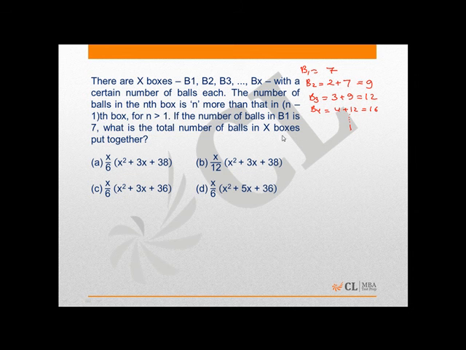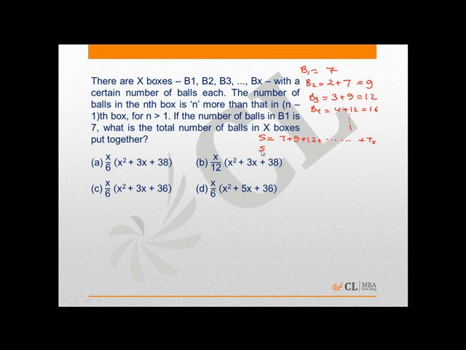The series we have is S equal to 7 plus 9 plus 12 plus and so on and so forth till tx, where tx is the number of balls in the xth box. Now whenever you have this kind of series in which the differences of the consecutive terms are in AP, 1, 2, 3, 4 and so on, we'll use a specific method to solve this.